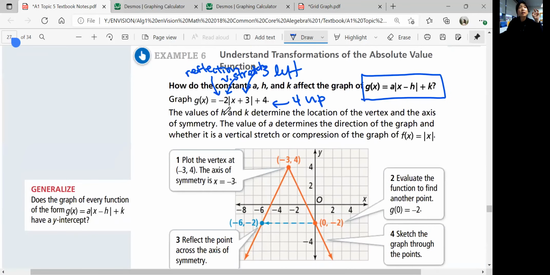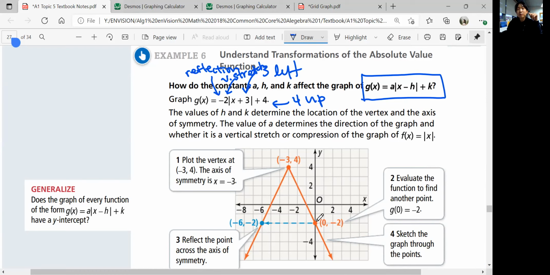First, you're going to plot the vertex (h, k) = (-3, 4) over here. Even with the constant a, your vertex is not going to change, because stretch and compression don't change your vertex. So your vertex is still (h, k). Then you're going to evaluate the function to find another point, g(0). You can substitute numbers for x to figure out your points. 0 plus 3 is 3, times -2 is -6, plus 4 is -2.